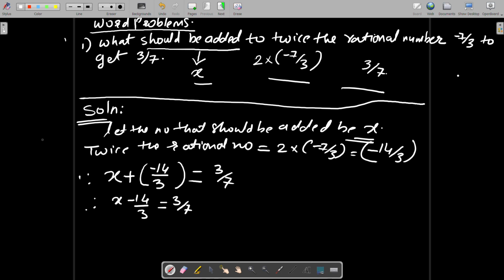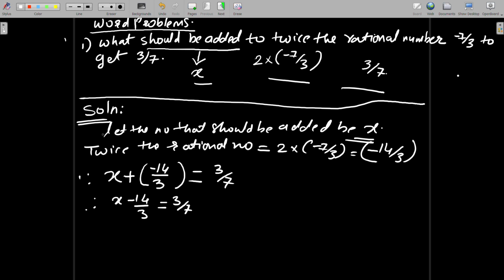Now the equation is very simplified. We have to arrange the numbers. How do we arrange the numbers? We have to keep variables on one side and take numbers on the other side of the equation. Therefore x is equal to 3 by 7 plus, when I take minus 14 by 3 onto the other side of the equal to sign, I will get plus 14 by 3. I think this is clear. So now let's solve this.